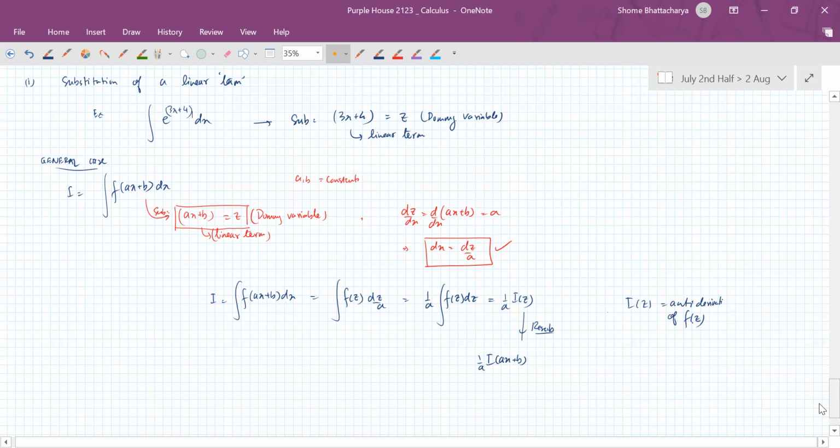So it's very similar. That substitution step is similar to what we used to do in chain rule application in differentiation, but only this is not chain rule. This is integration.